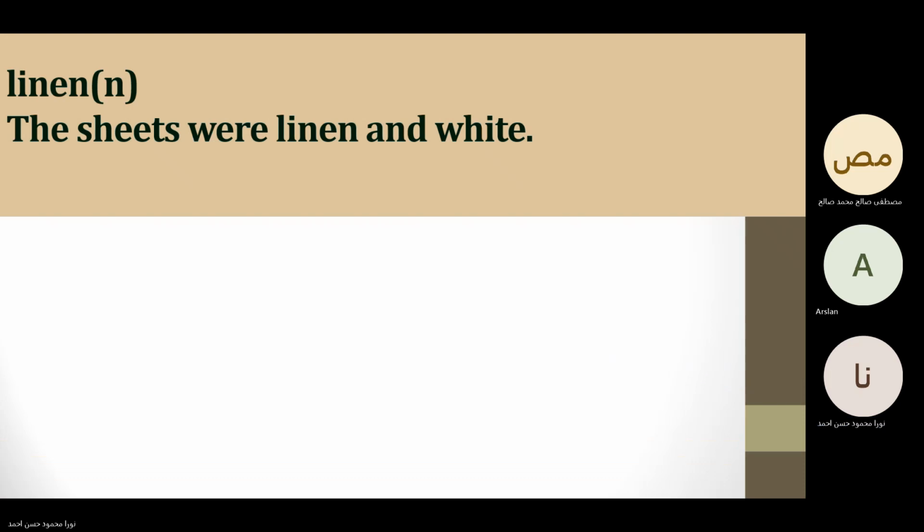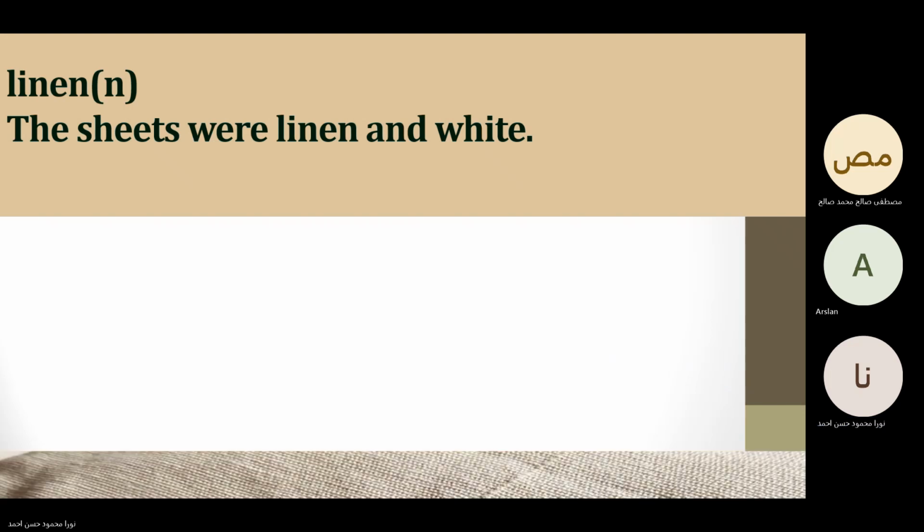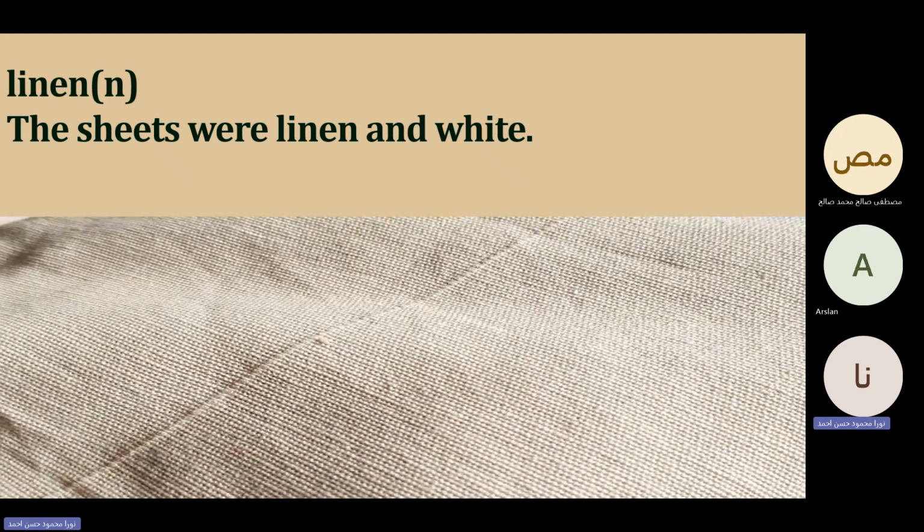Linen. Linen was very famous in ancient Egypt, and the women and the men in the pharaoh were wearing linen. So the sheets were linen and white. The bed sheets, of course, here we mean the bed sheets.